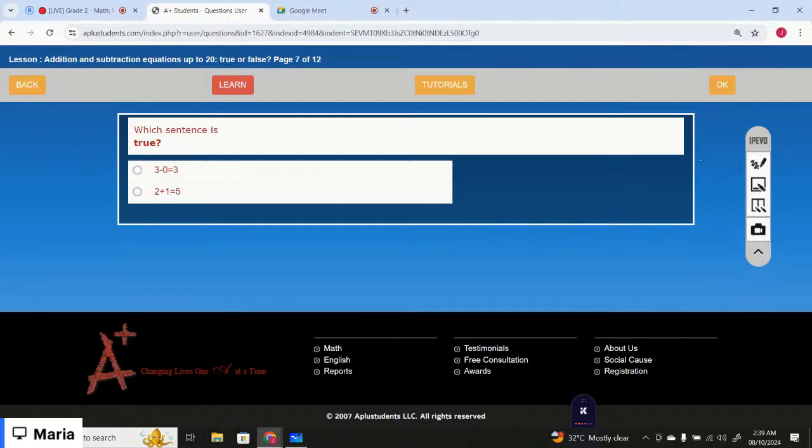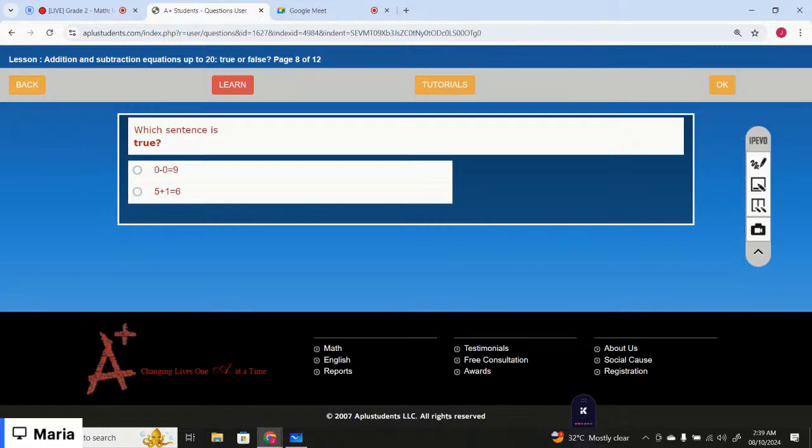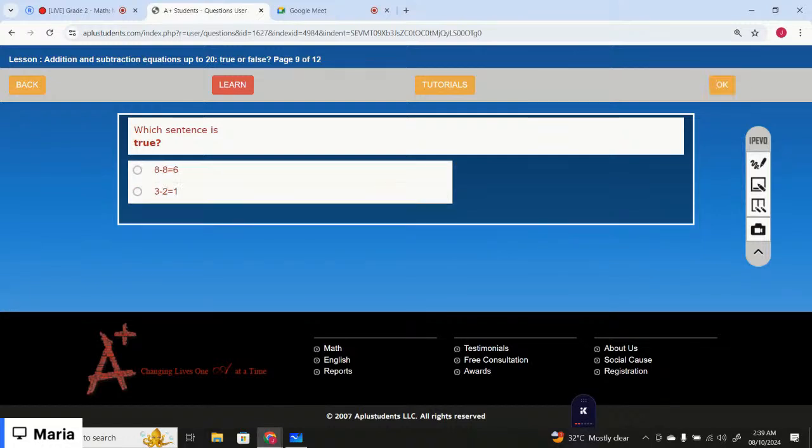Very good. That is option number 1. 3 take away 0 is 3. Option number 1 is the correct option. Which sentence is true? Which is the correct option? Option number 2 is the correct option. That is 5 plus 1 is 6. Option number 2 is the correct option.